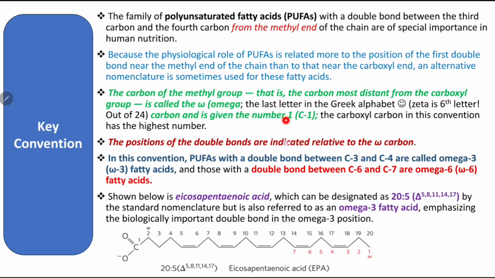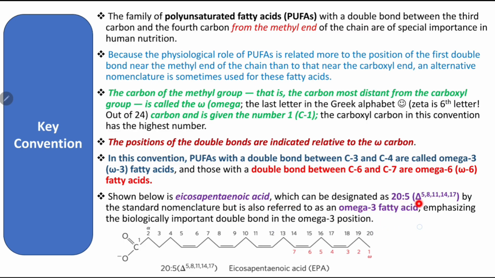This methyl terminal carbon is called the omega carbon. It is given number 1 in polyunsaturated fatty acids, where their physiological role is related to the position of the first double bond near the methyl end of the chain. Positions of double bonds are indicated relative to the omega carbon. In this convention, PUFAs with a double bond between C3 and C4 are called omega 3, and between 6 and 7 are omega 6. This is icosapentaenoic acid, right?